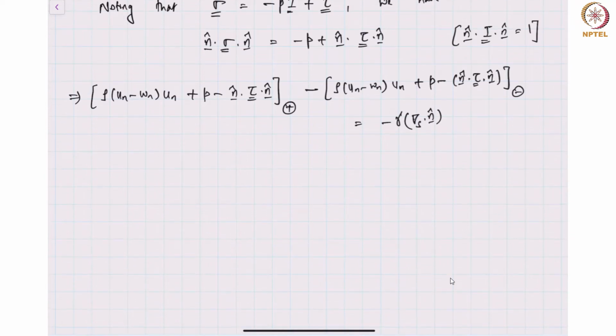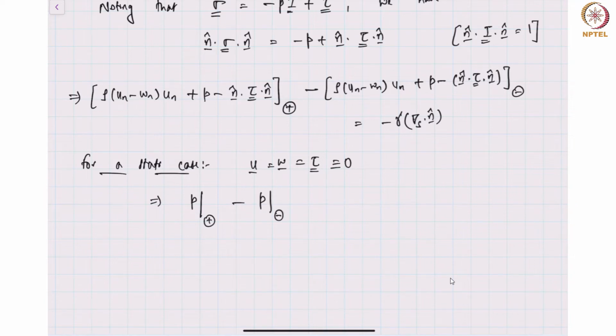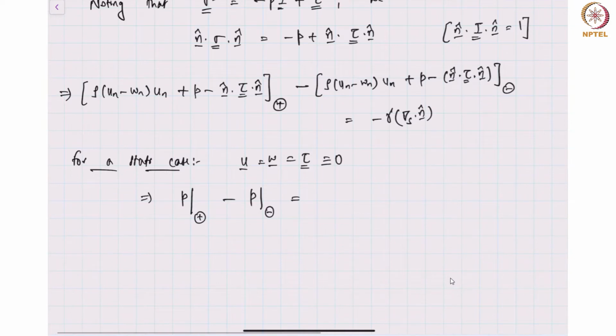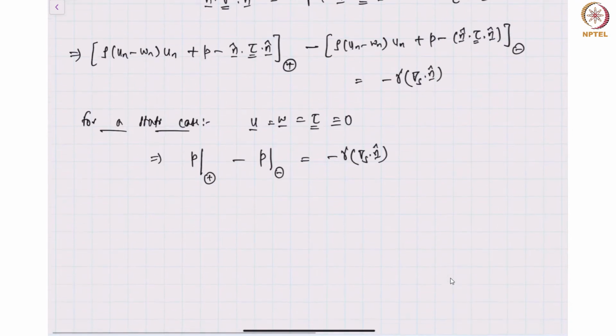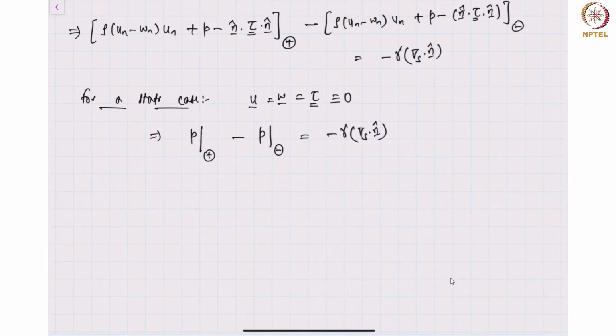Okay, for a static case, the velocity u and w and tau are identically 0, right? So therefore I get p on the positive side minus p on the negative side. This will be equal to minus gamma times del s dot n. Okay, right? So this is the simplified expression.